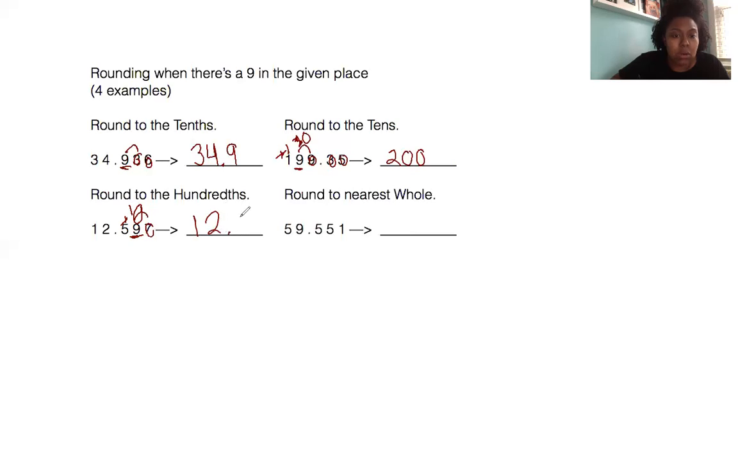That 1 and that 2 will stay the same. There's my decimal. That 5 I'm adding 1 to. So 5 plus 1 is 6. And then the 9, we already said, turned to a 0, and that 7 turned to a 0.